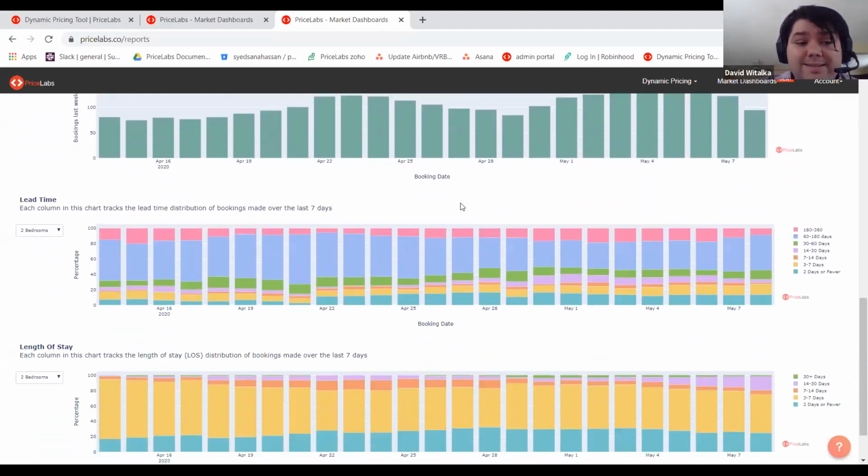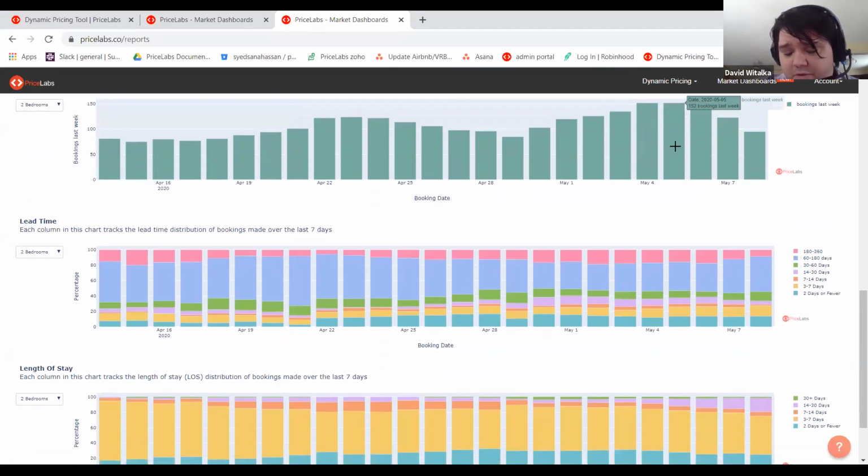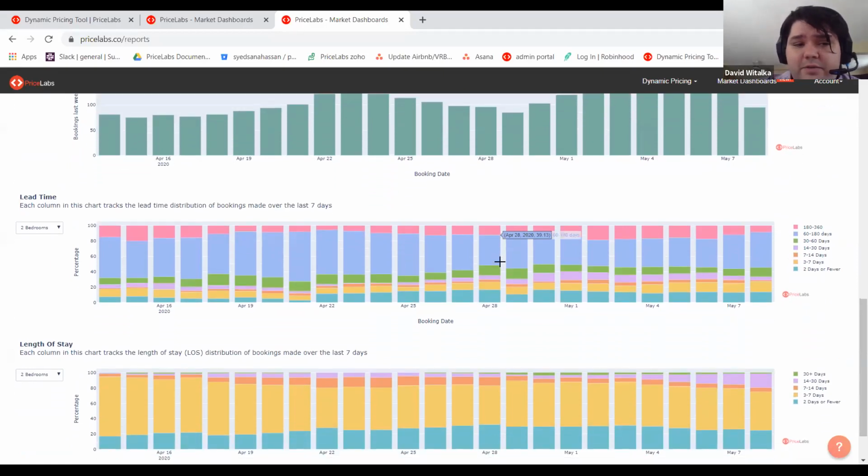The next chart is lead time trends. These charts are always going to be out of 100%. So this is of bookings that happen. Same thing where we're looking at bookings for the last 7 days for the date. This graph gives you a chance to see some of the lead time trends. Early on in April, or mid-April, we saw mostly far out bookings increasing and kind of staying up.